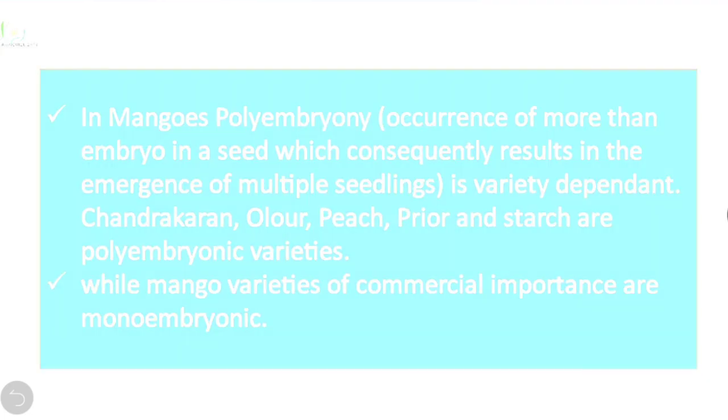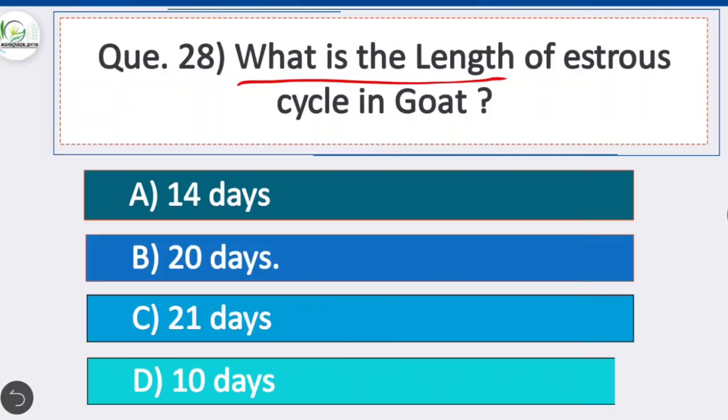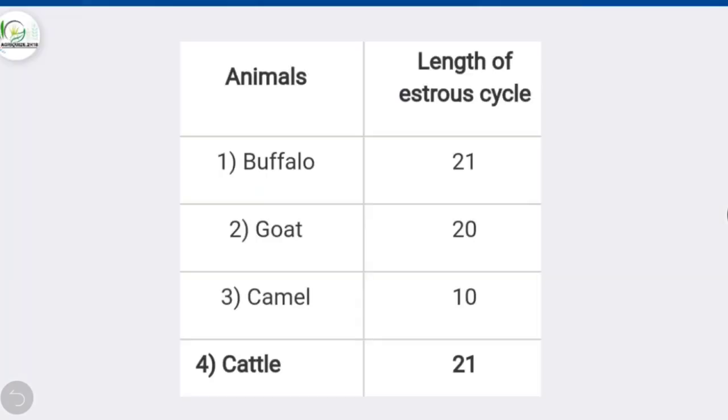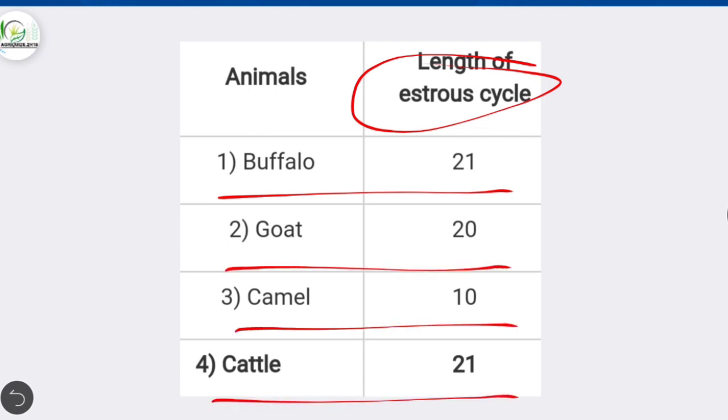Next question, question number 28. What is the length of estrus cycle in goat? Option B is correct, 20 days. The length of estrus cycle in goat is 20 days. Here is a list of some animals with their length of estrus cycle. The length of estrus cycle of buffalo is 21 days. In case of goat, it is 20 days. In case of camel, it is 10 days. And in case of cattle, it is 21 days.